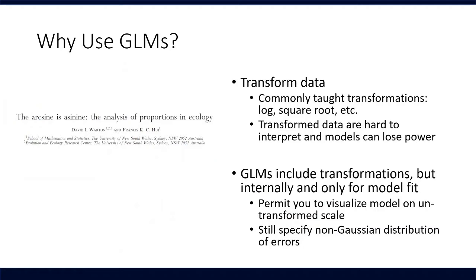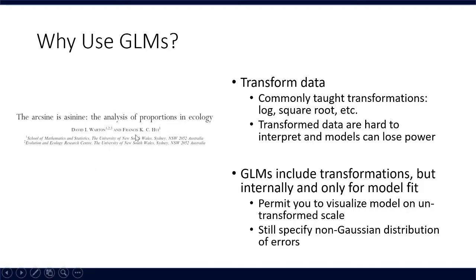And so what GLMs allow you to do is include data transformation, but it's doing it internally and really only for the model fit itself, that deterministic part of the model. A GLM permits you to visualize the model on the untransformed scale, on that real scale that you collected the data on, but still specify that you've got some perhaps non-Gaussian distribution of your residuals.